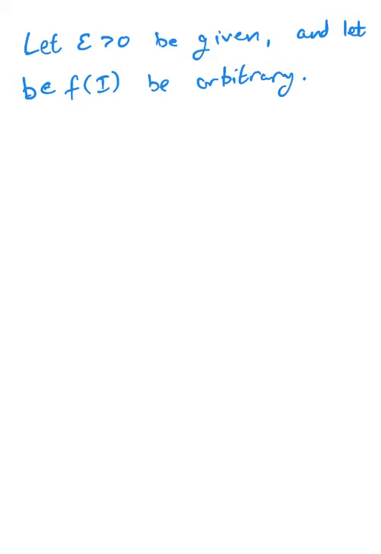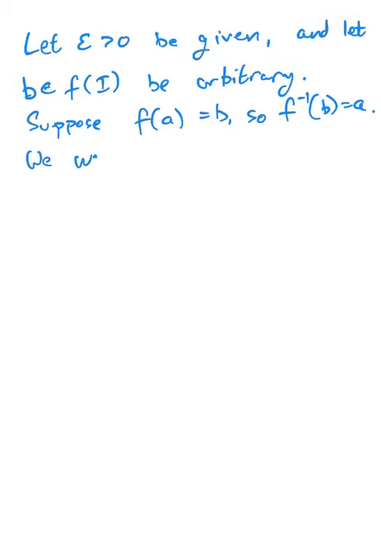We want to show that f inverse is continuous at B. I'm going to need a name for the point that f maps to B. So suppose we know there is one. We'll call it A. So f maps A to B, so f inverse maps B back to A. Now we want to find a delta so that blah, blah, blah, and then the inequality we want is this.